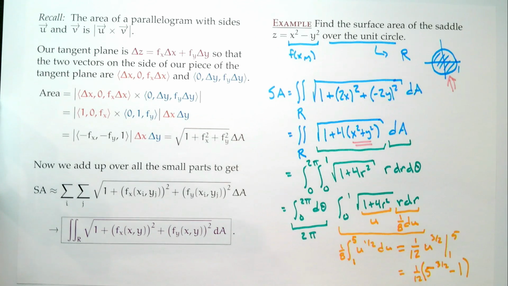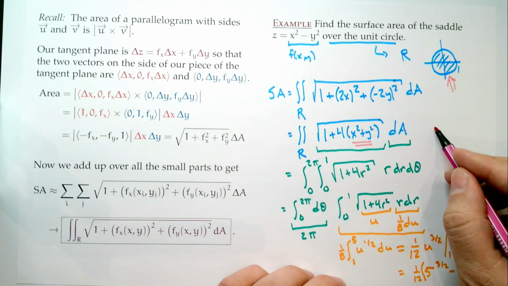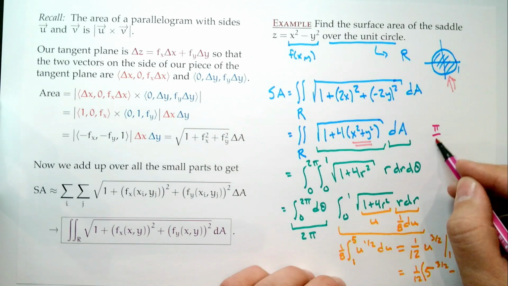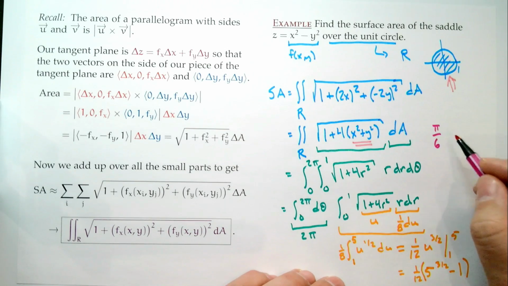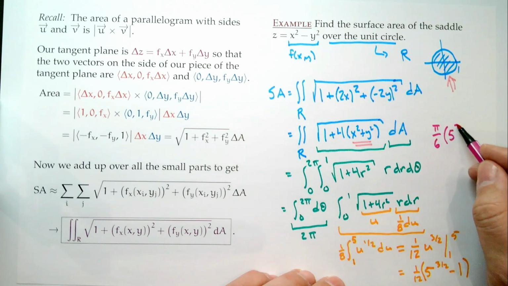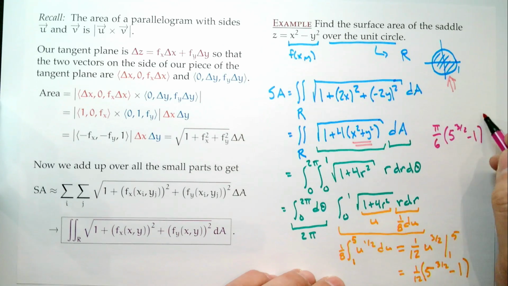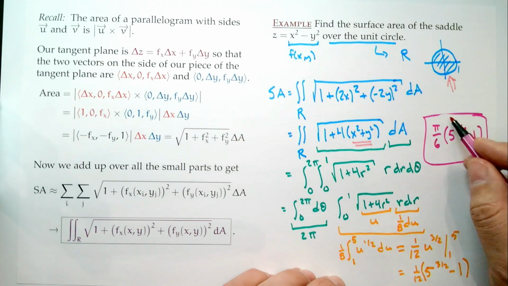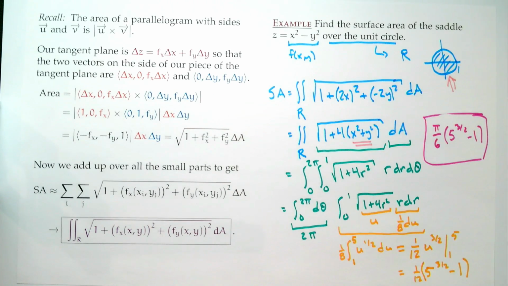Okay, so our final answer is, don't forget, we also have a 2 pi. And so our final answer, putting it together, is pi over 6, because the 2 goes into the 12, 5 to the 3/2 minus 1. And there we go. Life is good. All right. Well, let's do a little bit more practice.